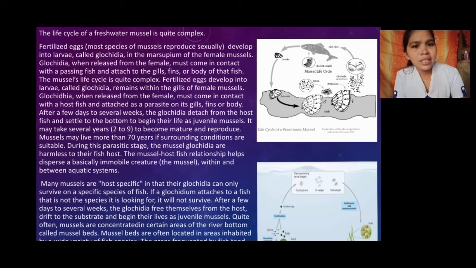During this parasitic stage, the mussel glochidia are harmless to their fish host. So ang glochidia nga ni-attach sa fish gills or sa skin, dili siya harmful. The mussel-host-fish relationship helps disperse basically immobile creatures, the mussel, within and between aquatic resources.